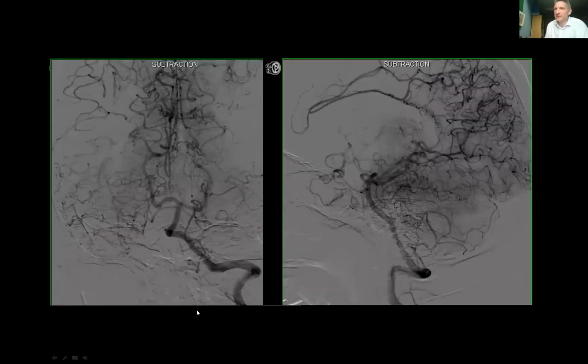Yeah. So what's this? We're looking at this one here. So that's the left vertebral artery. Okay. And so again, we've got AP and lateral here. And is there anything you notice on this?